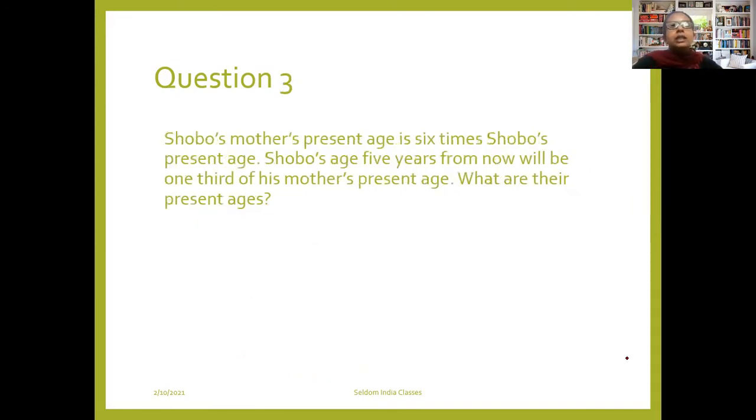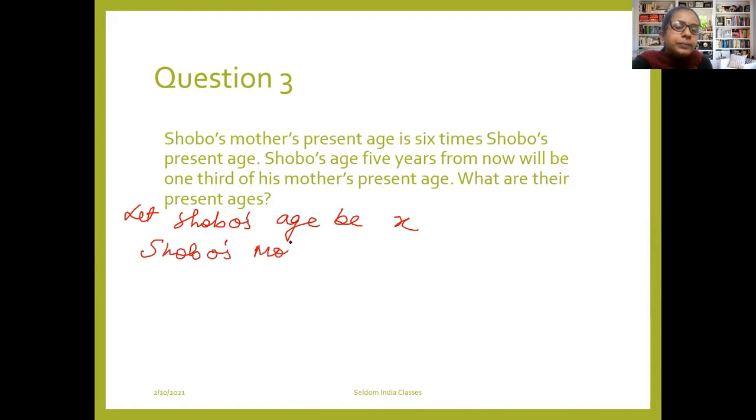Correct? Now the next question is Shobo's mother's present age is 6 times Shobo's present age. Shobo's age 5 years from now will be 1/3 of his mother's present age. What are their present ages? Okay, so let Shobo's age be x. So Shobo's mother's age equals 6 times Shobo's age, that is 6x.